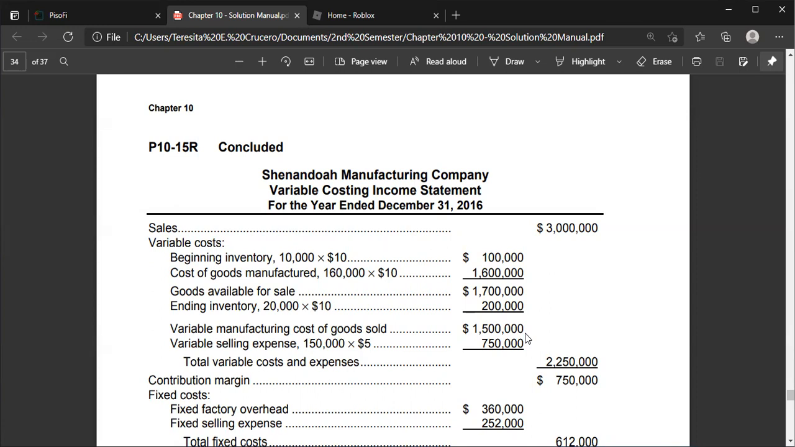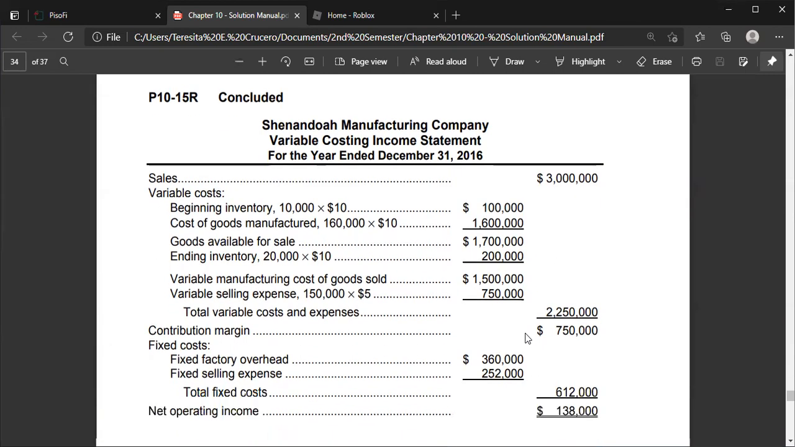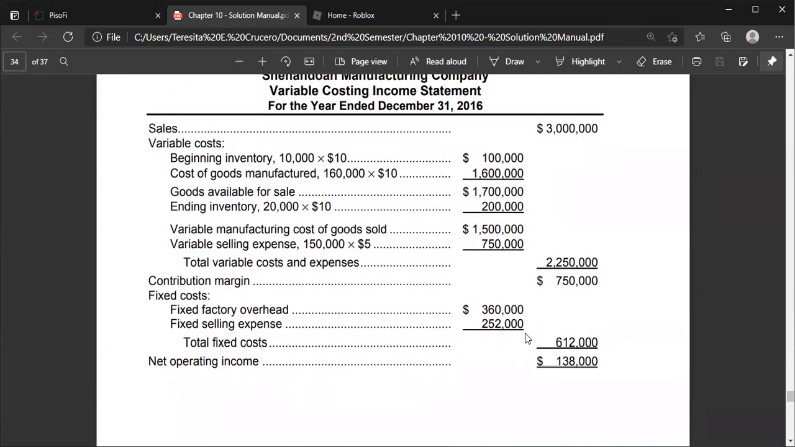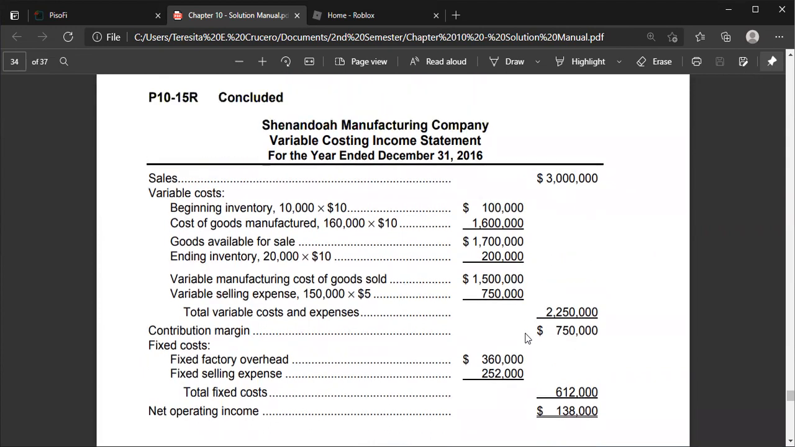So from sales, we deduct 2,250,000. The difference is contribution margin. Then we deduct fixed factory overhead and fixed selling. Then the difference is net operating income. Net operating income under the second method of costing, no? Absorption is the first one, and then the second one is variable costing.